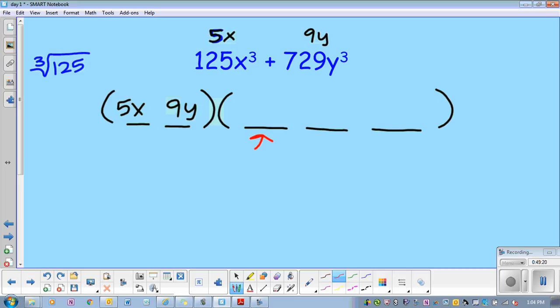In this first one, you got to take your first one and square it. That means you're multiplying it by itself. What is 5x times 5x? Oh, sorry. 25x squared.